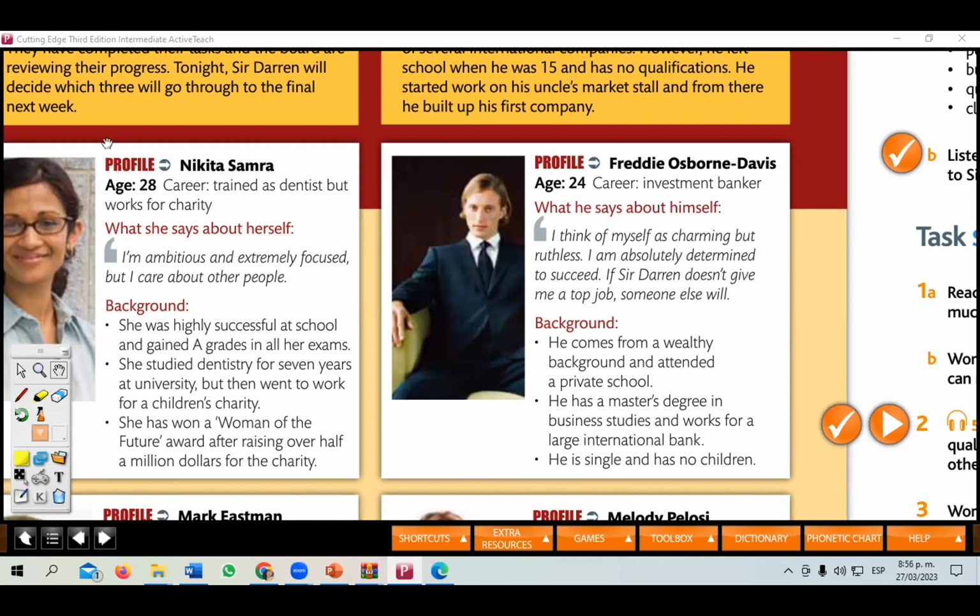Background. He comes from a wealthy background and attended a private school. He has a master's degree in business studies and worked for a large international bank. And he is single and has no children. He's single and has no children. All right, what new words do we have here?